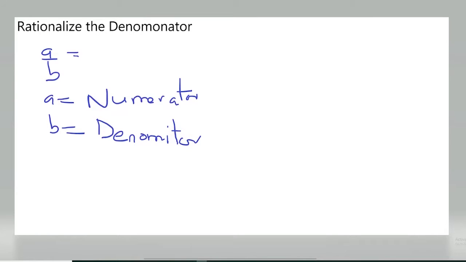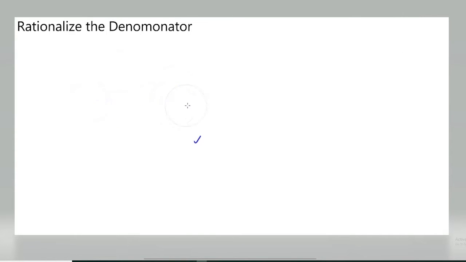Okay. Now, to rationalize the denominator means removing the radical sign from the denominator, from the bottom number of the fraction. Now think of this expression.